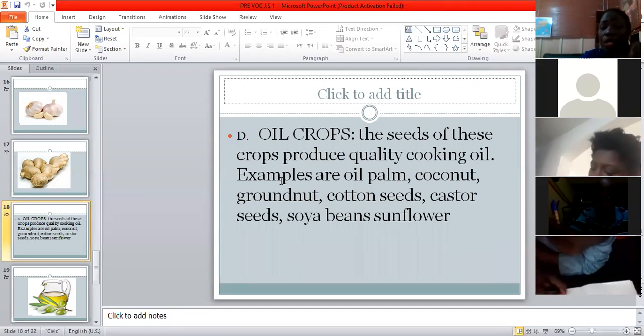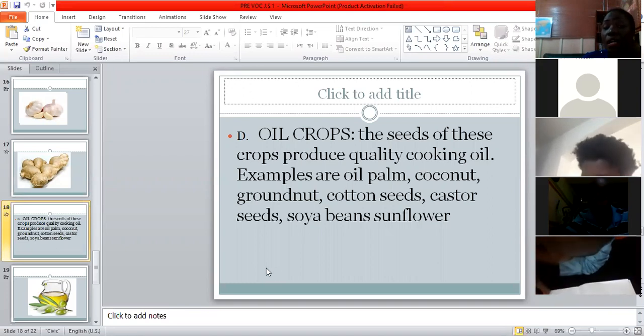But today, you can cook with coconut oil, you can cook with cottonseed oil, you can cook with sunflower oil as well. They give different aroma, and they're also healthy. Not only palm oil or the normal vegetable oil or groundnut oil, no. We have a lot of crops now with seed that produce quality cooking oil.